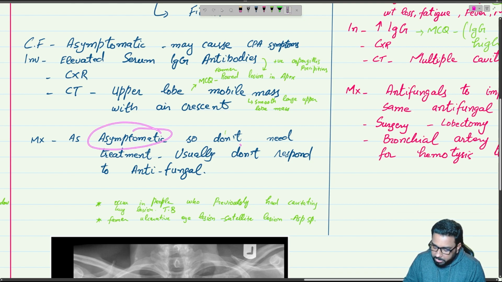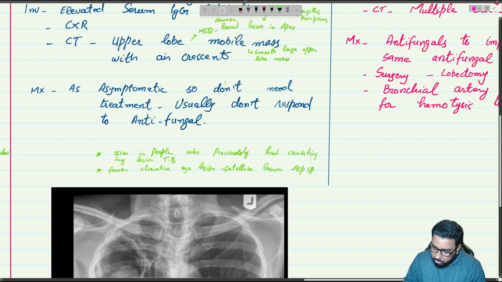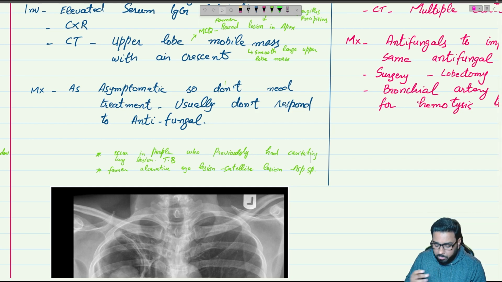Management: if asymptomatic, we don't need to do anything. But if they are symptomatic, we can do surgical resection. We can remove this whole ball because they usually don't respond to antifungal.